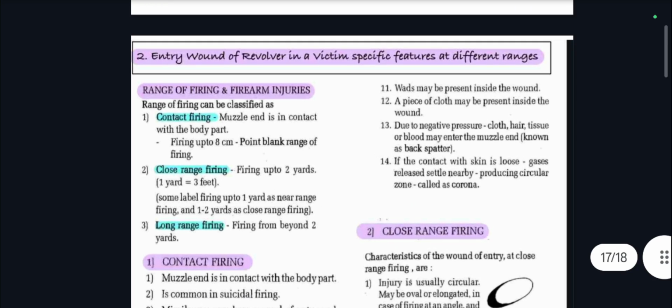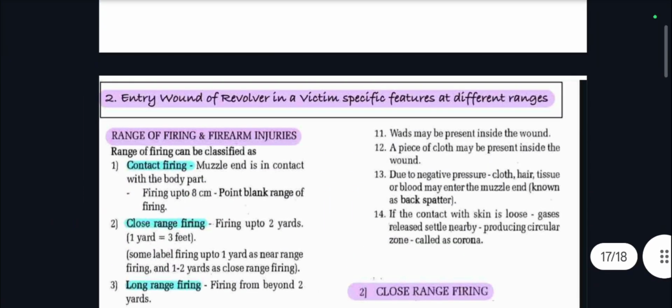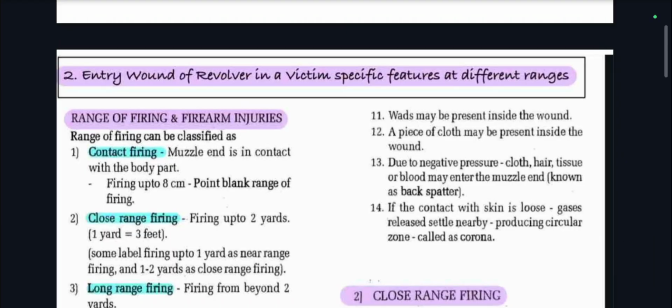Coming to the last question of today's session. Entry wound of revolver in a victim. What are the specific features at different ranges? So range of firing and firearm injuries.